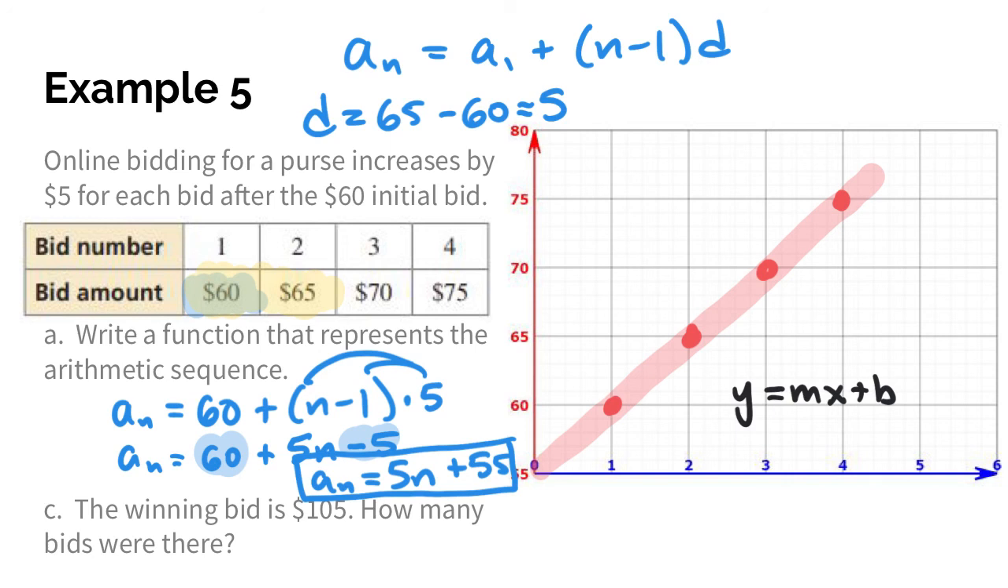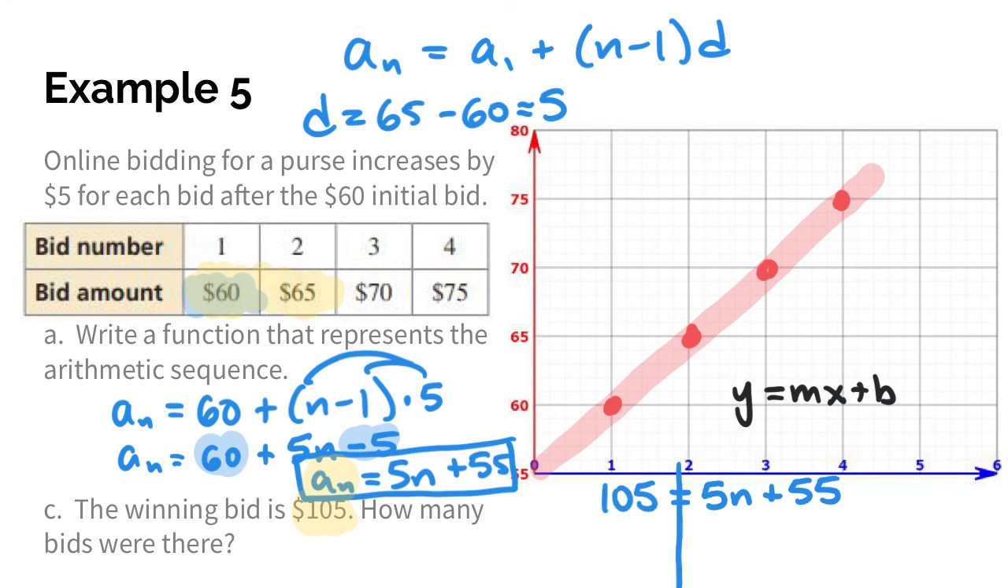So here's how we're going to do this one differently. 105 is not going to go where n goes, but 105 is going to go in place of my a_n. Okay? We're trying to figure out how many bids would give me $105. So essentially we're taking 105 and we are trying to figure out the value of n, the number of bids that it would take to get me to 105. Now how do I do this? Well, if you recognize how it's written, this is simply a multi-step equation, right?